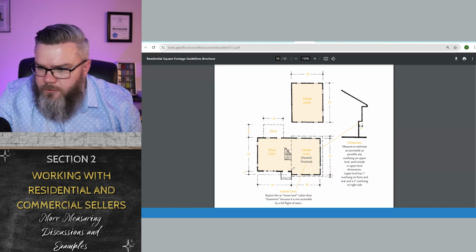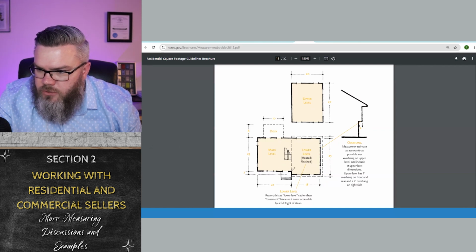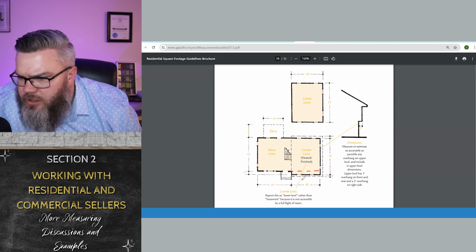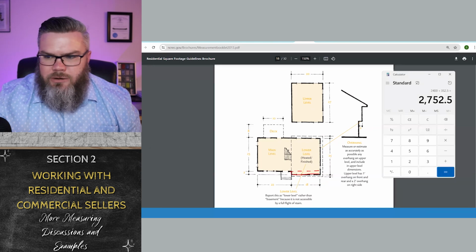So for the first floor, I'm going to divide this into this rectangle. This is an 18, and then this is a 2. So 18 by 2.